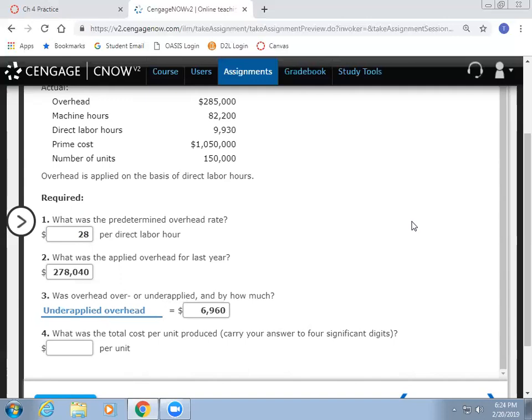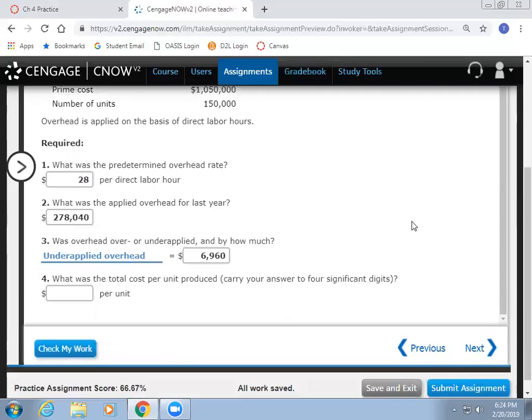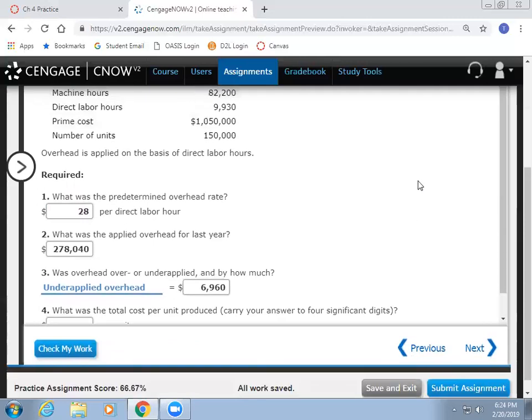On number 4, it just asks what the total cost per unit produced is. Well, we always take prime plus overhead. So our prime costs were $1,050,000. And then we're going to add in our applied overhead, $278,040. So that was our total product cost. And then to get a cost per unit, divide by 150,000 units.